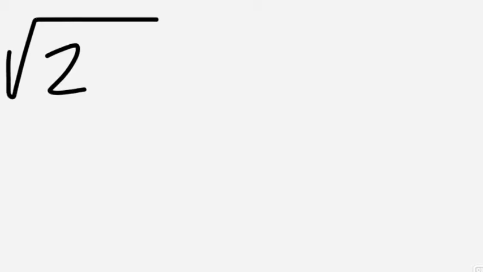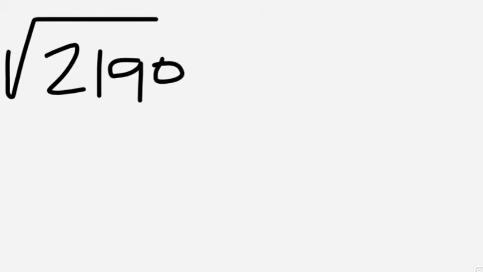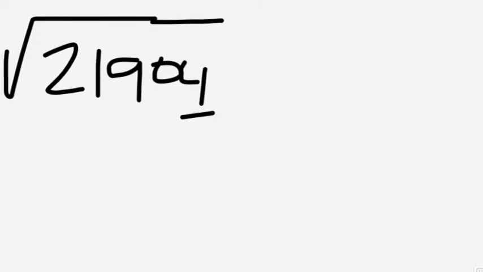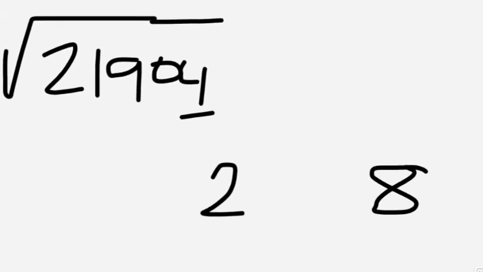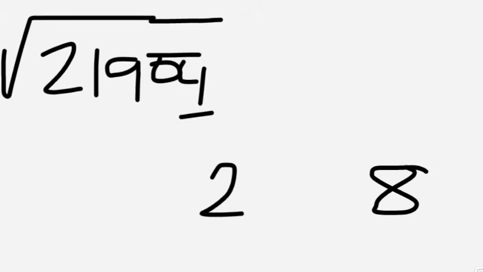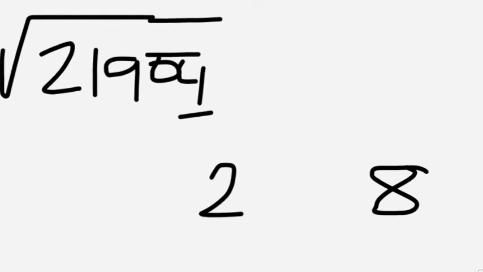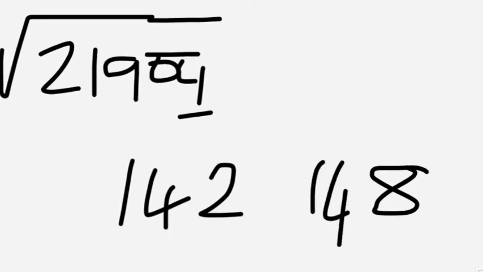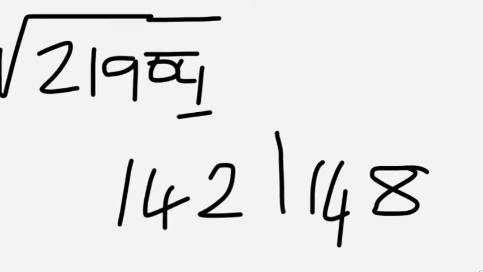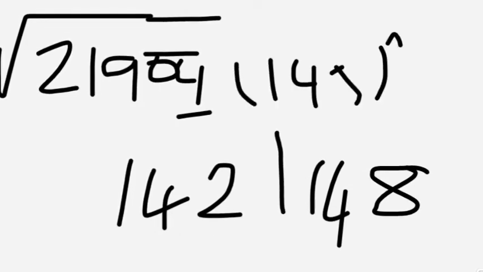Now let's take a 5-digit number as an example and calculate easily. Let's take 21904. The number ends with 4, so we have possibilities of either 2 or 8. Just leave two numbers, and 219. 219 is closer to 15 square, which is 225, and 14 square, which is 196. We take the lesser value, so 14. Our answer would be either 142 or 148. Now, how to calculate 145 square?